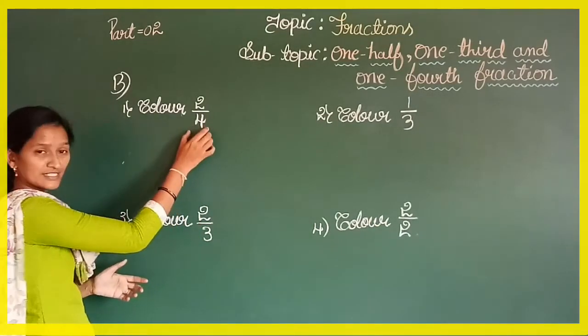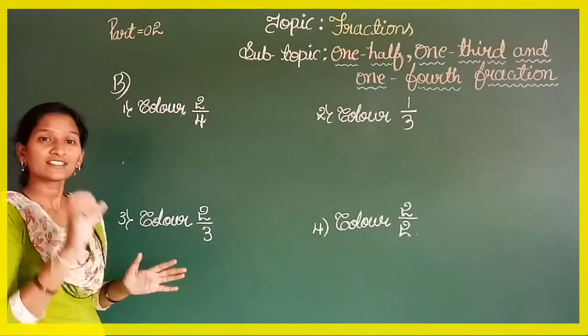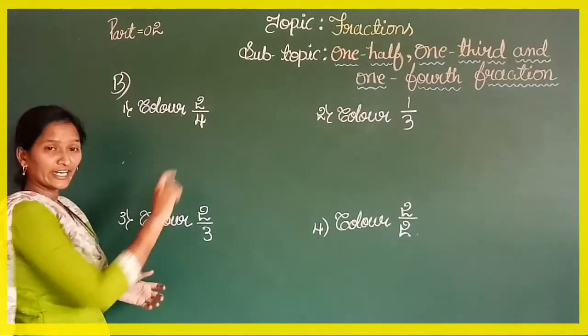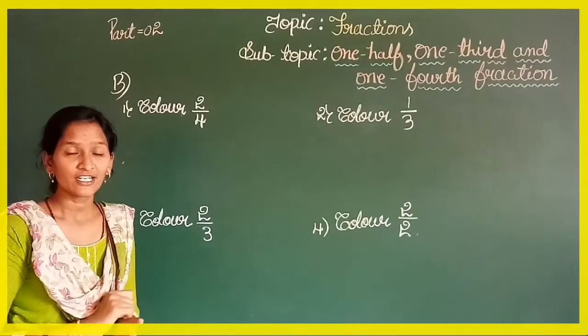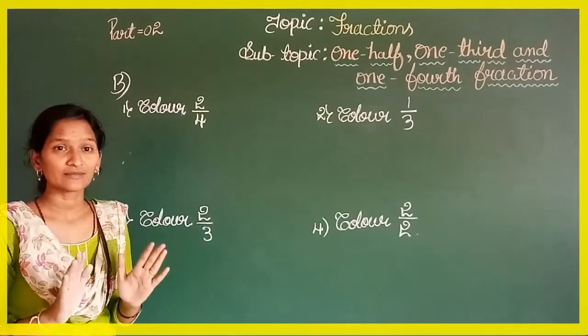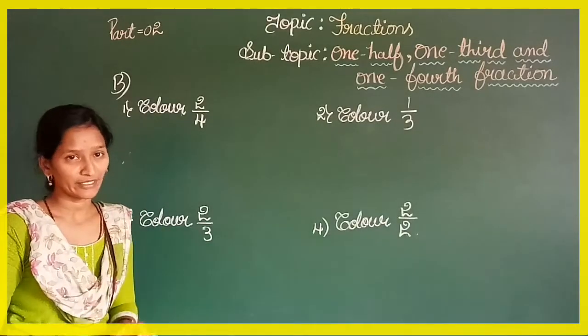In this fraction, the denominator indicates the number of equal parts, right? So in this the 4 indicates the equal parts, right? So that parts should be equal. Parts ಎಲ್ಲವೂ equal ಆಗಿರೋ ಹಾಗೆ ನೀವು draw ಮಾಡಬೇಕು.